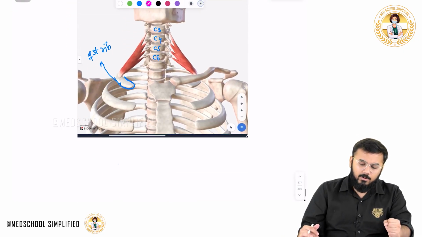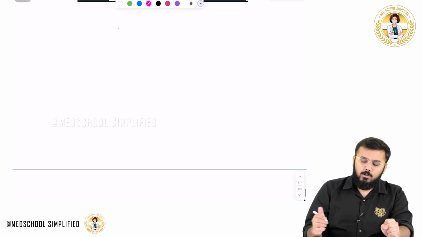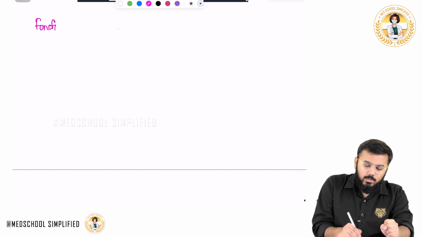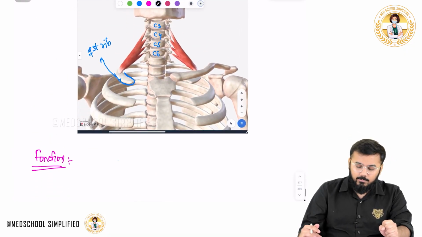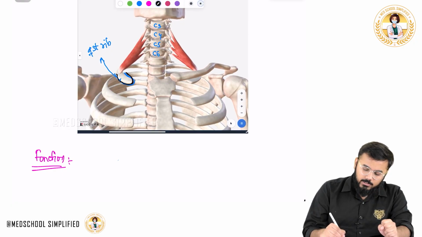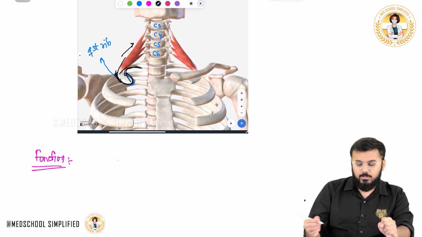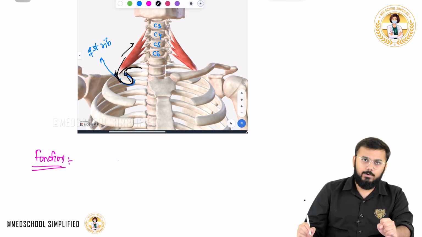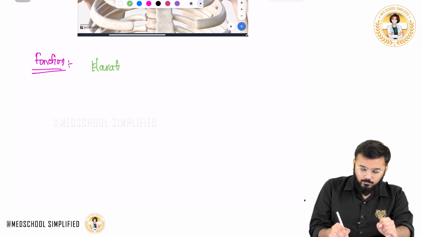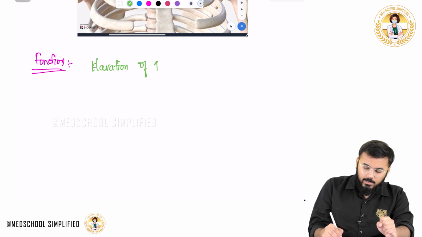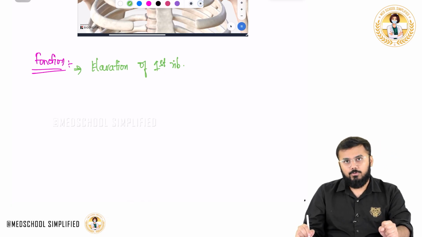Now, if the anterior scalene muscle is contracted, what will be the function? What will happen to the structures over here? The anterior scalene muscle is attached to your first rib. When this muscle contracts, the first rib will be elevated. So the first important function is elevation of your first rib.